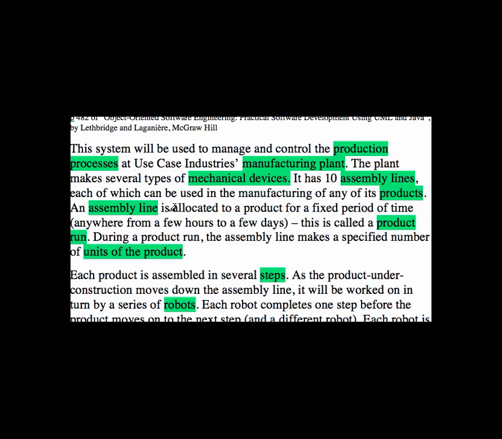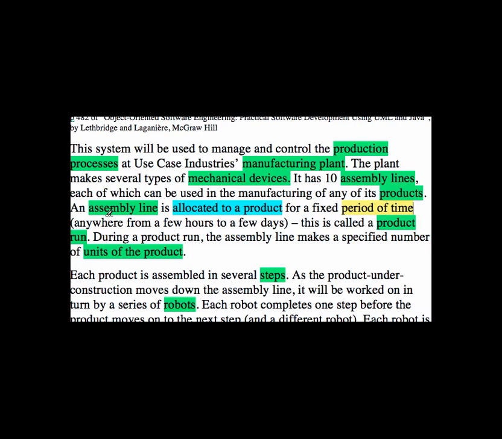And sometimes you just do things as you find them. So let's highlight allocated to a product because it does seem to me that that is going to very much be an association. An assembly line is allocated to a product for a fixed period of time. Clearly, time has the potential to be an attribute, a period of time. How much time is it going to be allocated? So I'm going to highlight that one in yellow. Attributes in yellow, associations in blue.